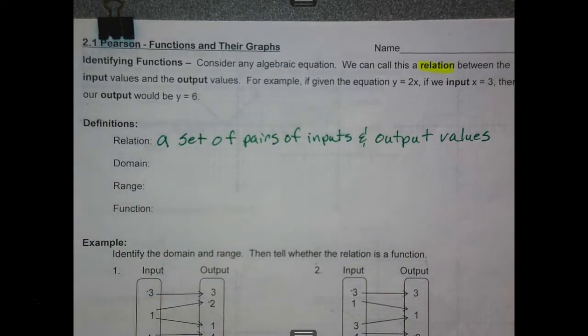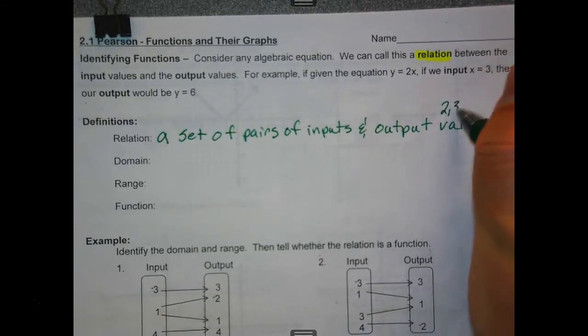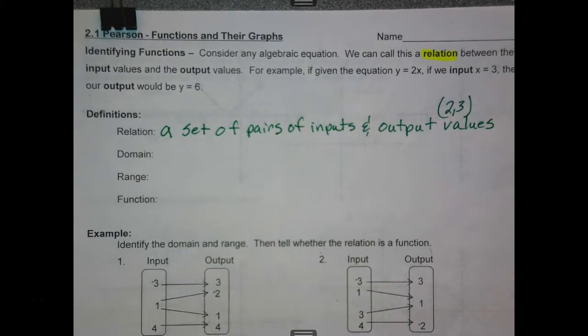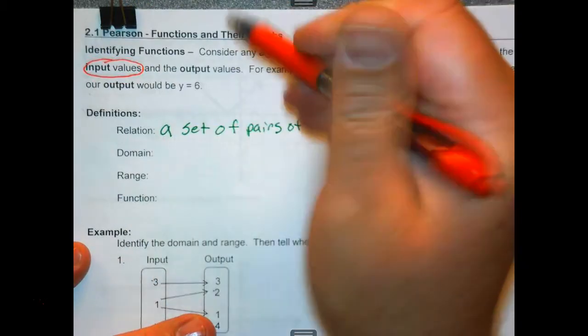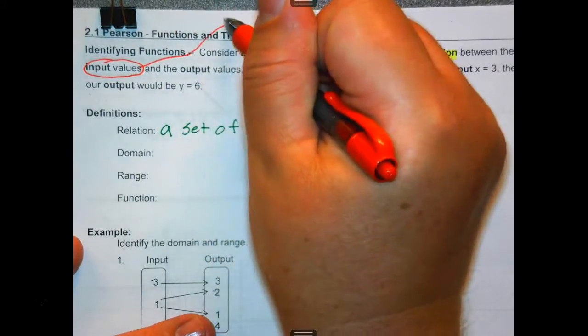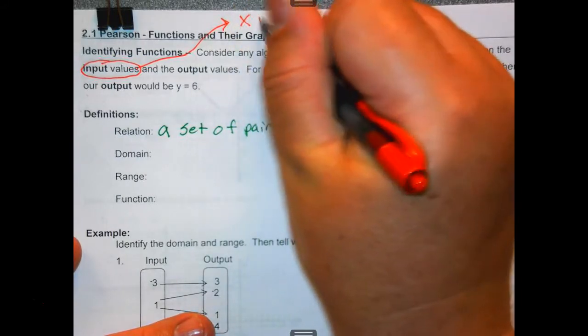Okay, you want an example? How about 2 comma 3? That's a relation. An ordered pair. Anybody remember what we call input values? Inputs are X values.